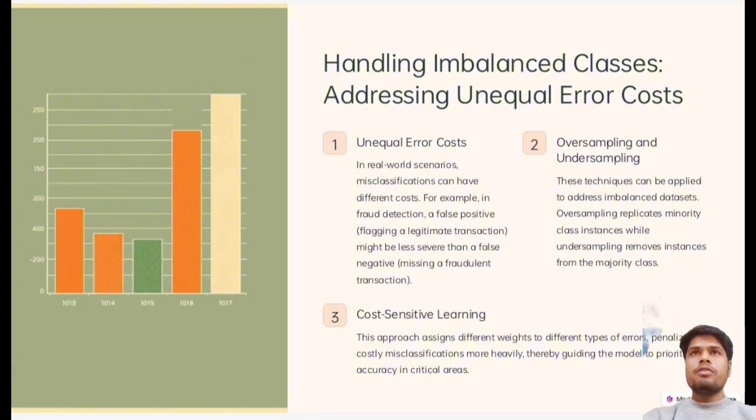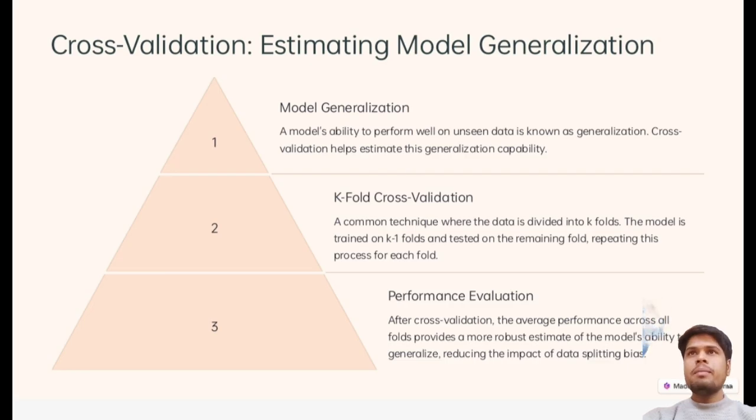The last is cross validation, estimating model generalization. There will be three scenarios. First is model generalization, second is k-fold cross validation, and third is performance evaluation. In model generalization, a model's ability to perform well on unseen data is known as generalization. Cross validation helps to estimate this generalization capability.